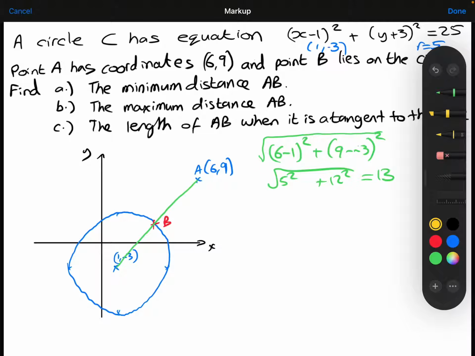And remember that I know that this is the radius of the circle, which is 5. So if the green line is 13 and the yellow line is 5, then that means that the distance from A to B is 13 take away 5, which is 8.